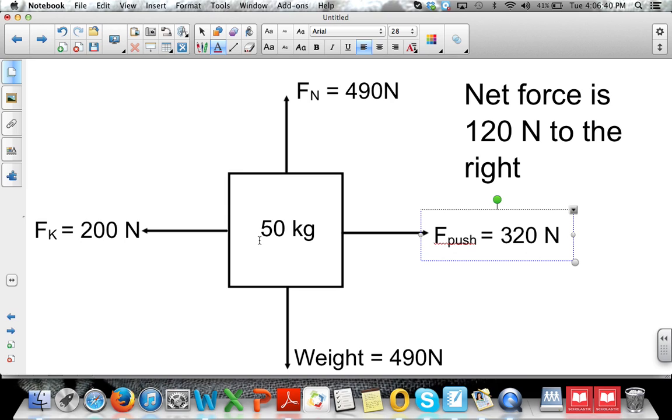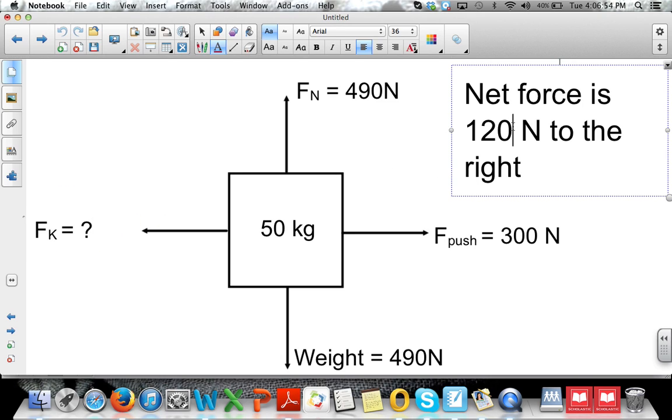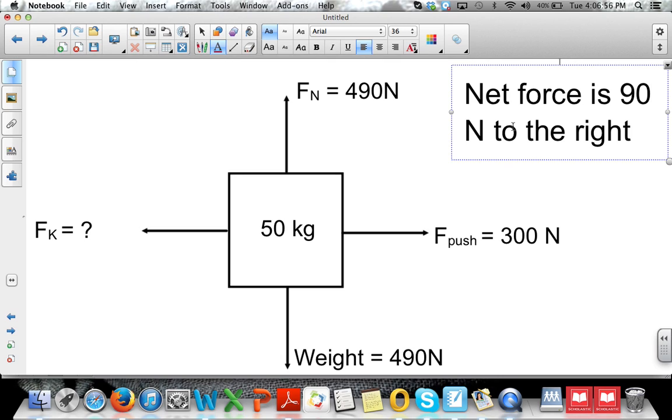Okay, now the other case, let's suppose my F push was 300. And if I don't know my FK, we'll work backwards and figure that out. Let's change the net force too, why not? So 90 newtons. Here it's saying that my net force is 90 newtons to the right. So that means again I have to have 90 newtons left over to the right. And I know my F push is 300 newtons, but I don't know FK.